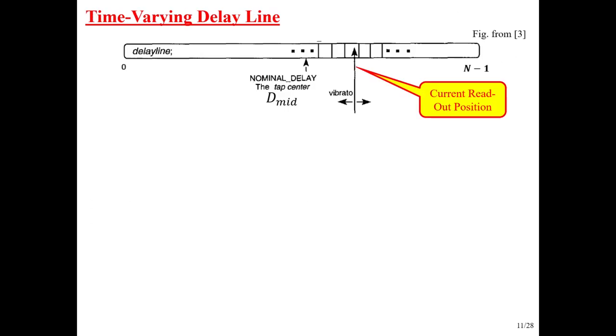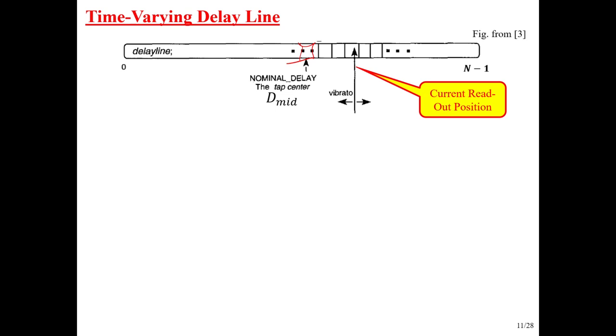Okay, let's talk about this time varying delay line. So here we've got laid out our delay line. I'm laying it out linearly. Remember, we would really do this circularly. And instead of thinking about where we take out, we're just going to say we're going to move this back and forth around some nominal delay or tap center. And this would be what we referred to as D sub mid before, at least in time, in milliseconds. But here we're talking about a location. So some location in the middle, that would be our center nominal delay.